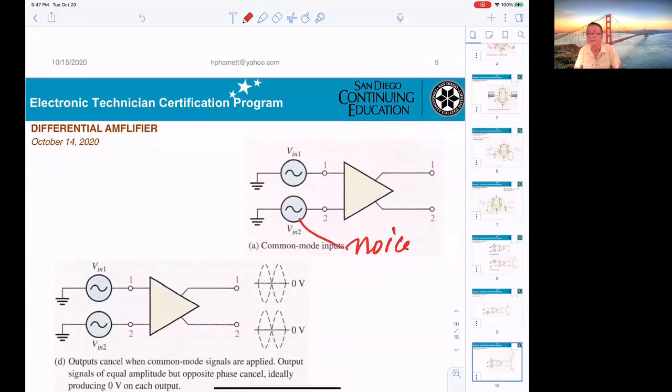What is the noise? The definition: unwanted signal. Perfect. That means the signal you don't want. However, it is there. So you can see both signals here are identical. How come they can be identical? From where?